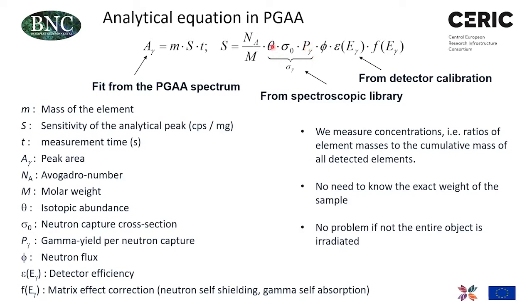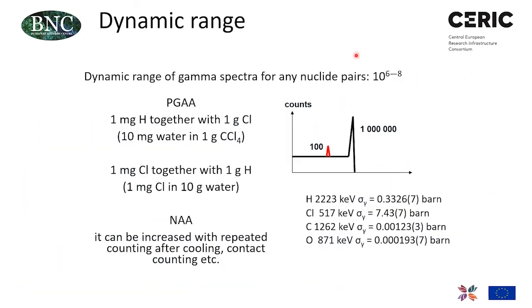But in practice, these three things should be determined as one compound nuclear quantity, which is called sigma gamma, and this is called the partial gamma ray production cross-section. And this we have already tabulated in the spectroscopic libraries. We have the flux, which is the number of neutrons, and we need to know also the detector efficiency from calibration as a function of gamma energy over the entire energy range.